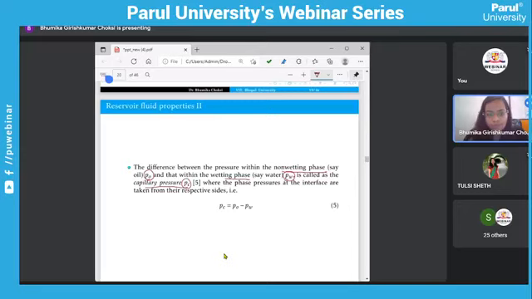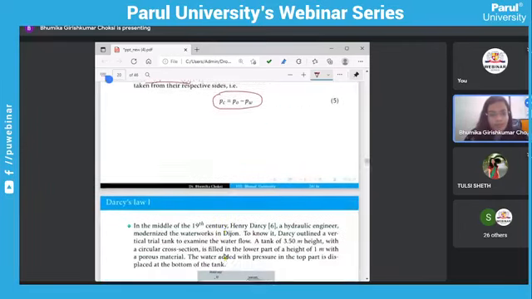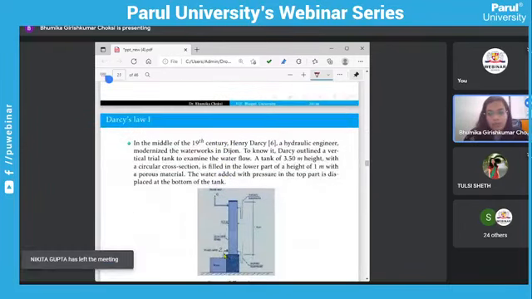So the difference between these two phases' pressure is called capillary pressure, and always the pressure of oil is higher than water in our problem. So PC is denoted by PO minus PW, pressure of oil minus pressure of water. Now, I hope there is not any query till yet. Is there any query?